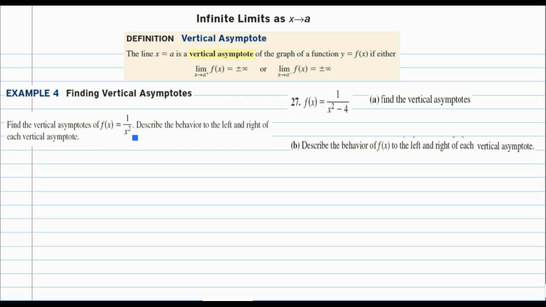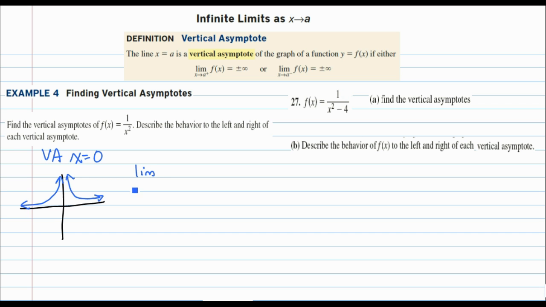Well, I already know what that graph looks like. I definitely know that x equals 0 is going to be a vertical asymptote because the 0 makes the denominator 0 only. I'm going to draw a little sketch of that graph. It's just like 1 over x except it's squared, so everything is positive. Now we have to describe the behavior to the left and right of each vertical asymptote.